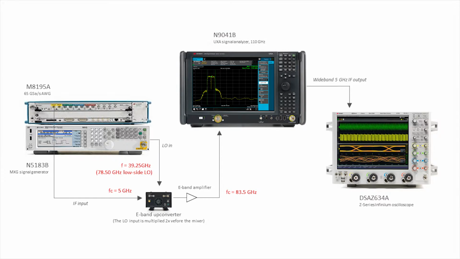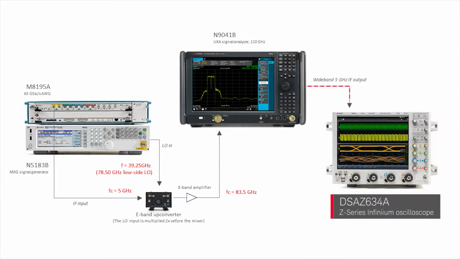The UXA has an internal digitizer that can digitize signals up to a gigahertz in bandwidth. But because we have a signal that's nearly 10 gigahertz wide, we're going to take the IF output of 5 gigahertz and use that to drive one of our wide bandwidth oscilloscopes, where we have the VSA software running, which will do the demodulation for our demonstration.